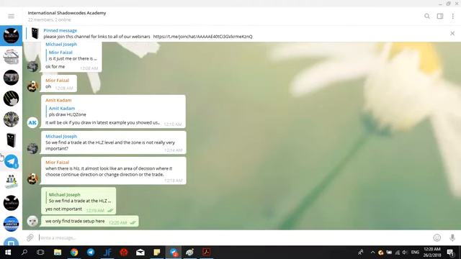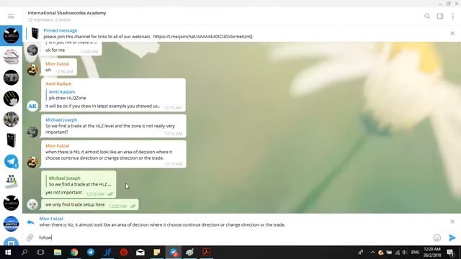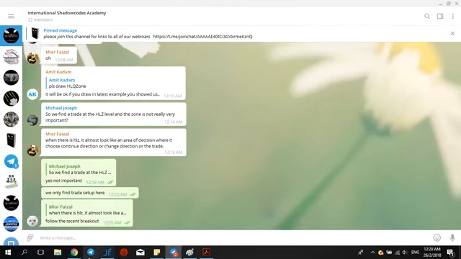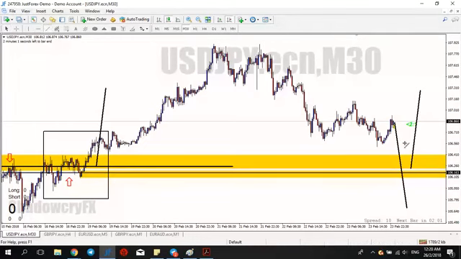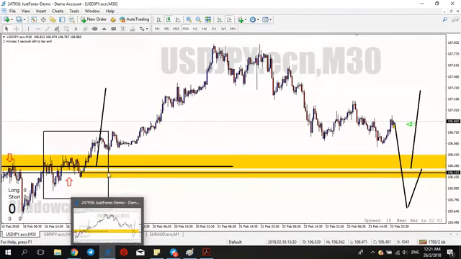Yeah. And there is HLZ, it almost looks like an area of decision where price chooses to continue direction or change direction of the trade. Okay, this one: follow the breakout, or the recent breakout. The recent breakout. Like this one, this breakout is over here, so you will follow this breakout. It's upward, and over here you also expect upward. But for example, this got broken down, so you will expect price to come back here. All right. So follow the breakout on HLZ only.